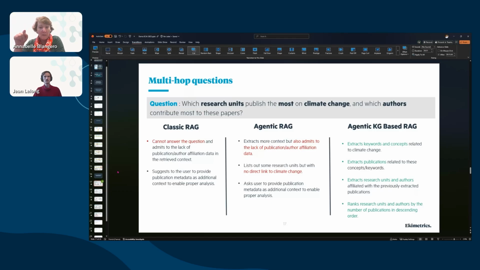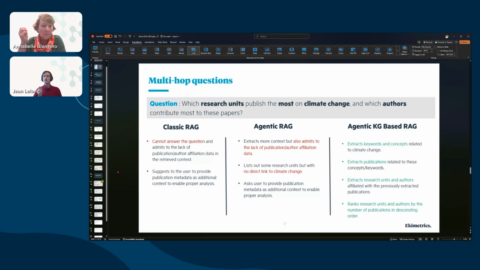From these keywords and concepts, it would extract the publications that are related to these, and then research the research units and authors that are affiliated to these publications. And then it would rank all of these research units and authors by the number of publications. So it's able to do this multi-hop, looking for information within the graph knowledge base through these different entry points, and it's able to answer this complex question.